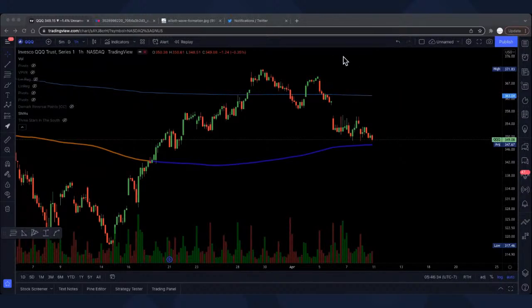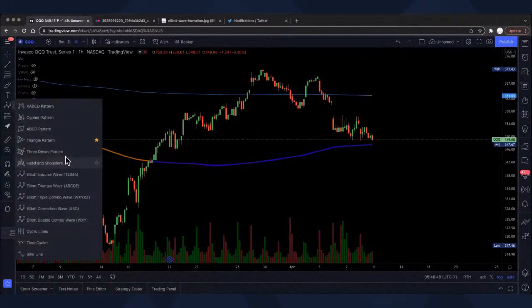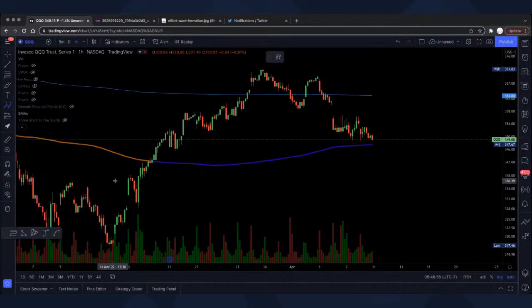If you are aware of Elliott wave theory, there are five waves in an impulse wave on the upside and three waves on the downside as a correctional wave. I'm going to use TradingView. By the way, TrendSpider doesn't have a great Elliott wave tool, so I'm just going to use the Elliott wave impulse wave tool on TradingView. So let's go ahead and just map this out.